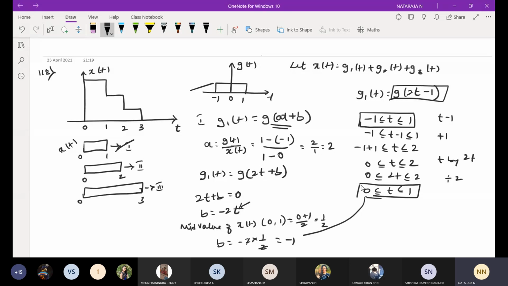Whichever I have considered for the original equation, I got the same limits here, so whatever equation we got, that will hold good. Got everyone? Like that, you have to consider g of t for the next case, then find g2 of t. g2 of t is equal to g of at plus b.